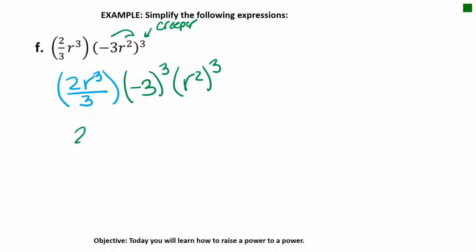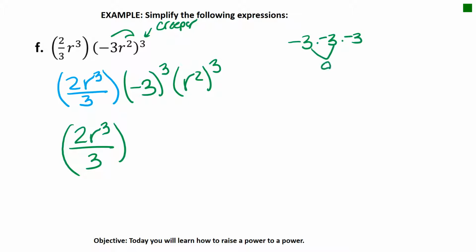So over here, I've still got my 2, my R to the third, and my -3 to the third. And -3 to the third means -3 times -3 times -3. This is 9, and then 9 times -3 is -27. Over here, I've got a creeper. Creepers multiply your fear. Woo! You getting tired of it yet? I bet not. So 2 times 3 is 6.